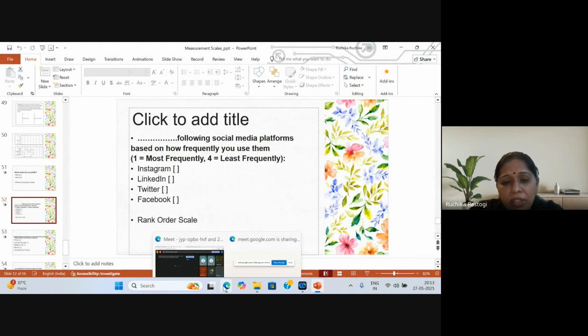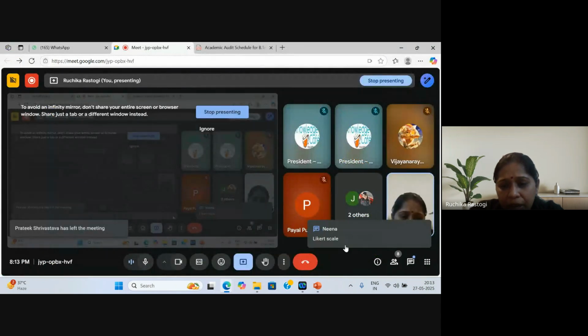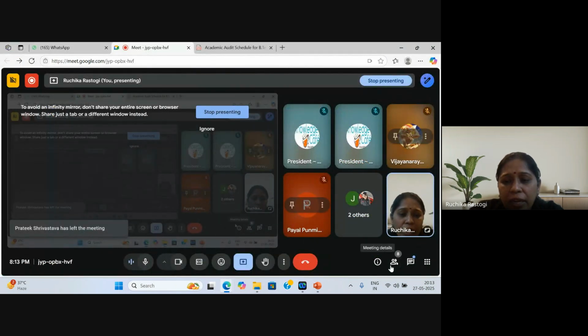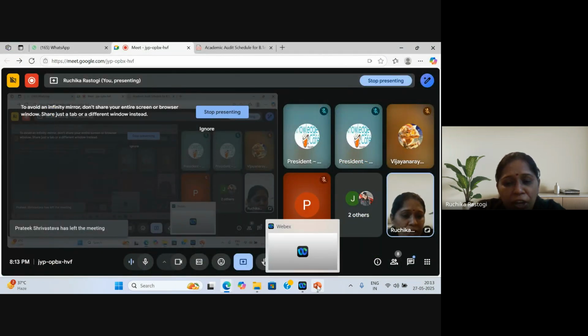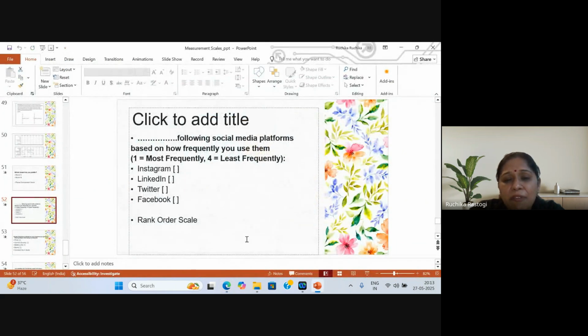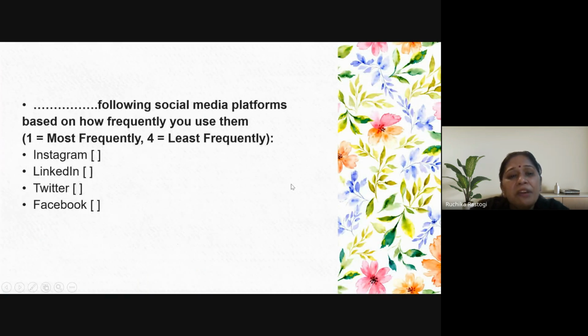No ma'am, it is not Likert. We will not keep it as a Likert scale, as I have told you. A Likert scale is only possible when we have a 3, 5, or 7-point scale. I have given the options. You have to rank them. So it is a rank order scale.